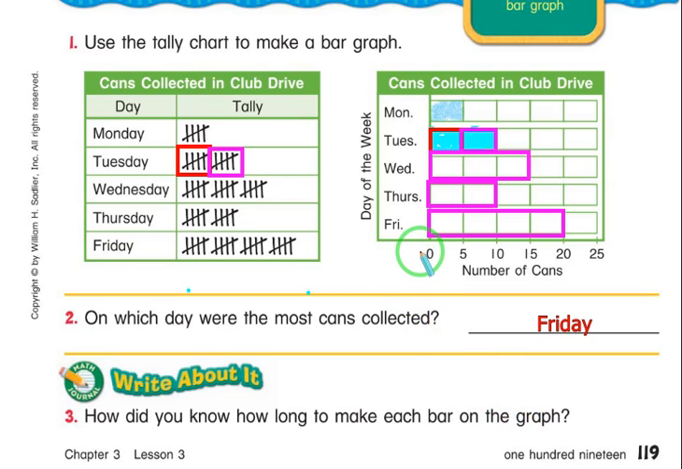How to know? We have here all of them are about 5s. Look, we have 5, then another 5, another 5, another 5. So for each day we have 5s. That's why we choose to make each square represent 1 5. Can you please write about it, or tell me how did you know how long to make each bar on the graph?